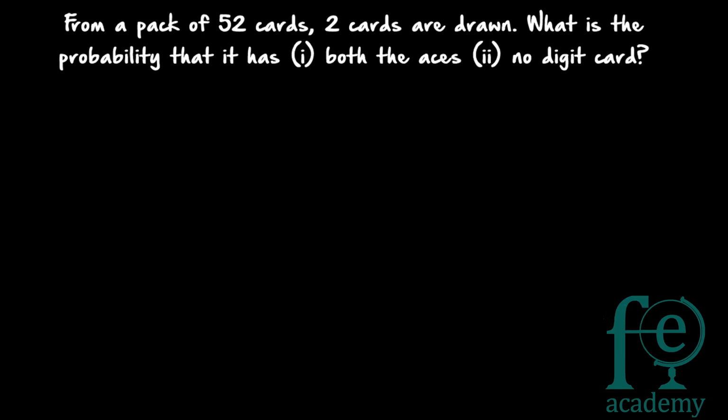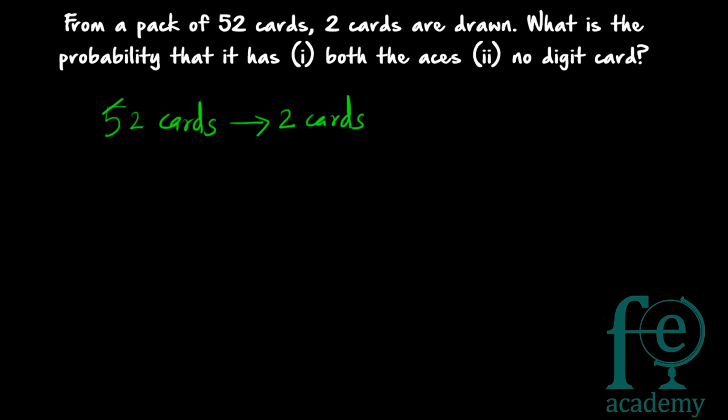Next question: from a pack of 52 cards, 2 cards are drawn. What is the probability that it has both the aces and no digit card? So what is the given question? There is a pack of 52 cards, and from these 52 cards you are taking 2 cards. So you are going to select 2 cards out of these 52 cards. Selection means you have to apply combination. Whenever selection comes, you have to apply combination.